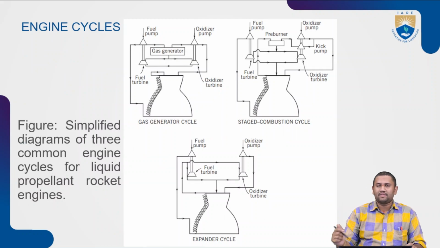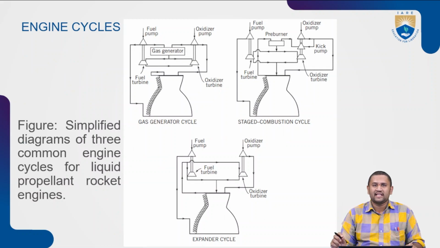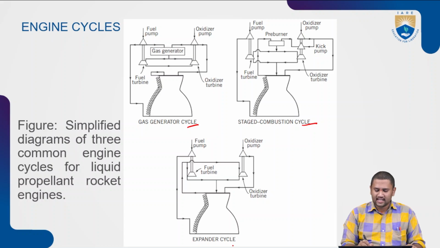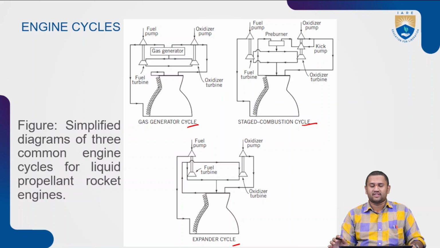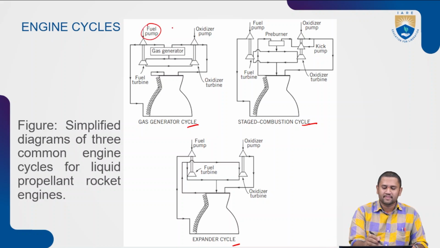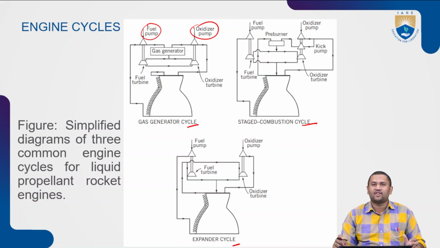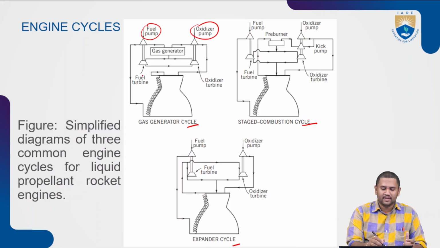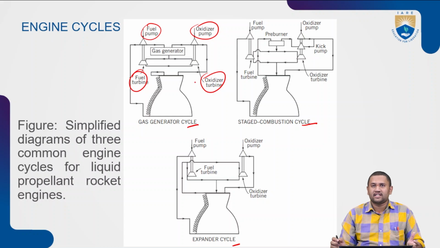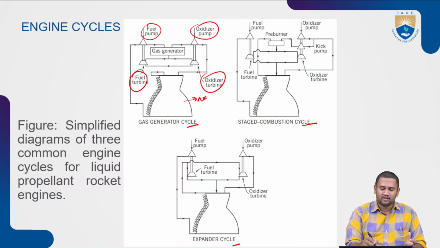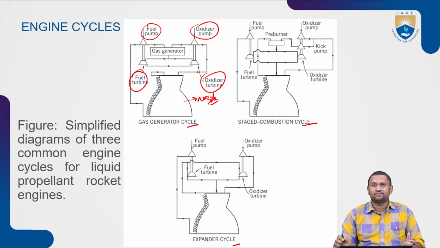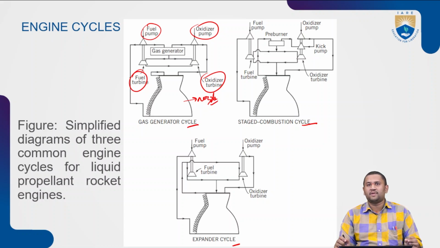Now, these are three simplified diagrams of the common engine cycles for any liquid propellant rocket system. The first one is the gas generator cycle, then the staged combustion cycle, as well as the expander cycle. First, let us understand what the components are. First, we have the pumps, individual pumps for fuel as well as the oxidizer. Next are the turbines, individual turbines, and your nozzle. All these are common components in all the cycles.